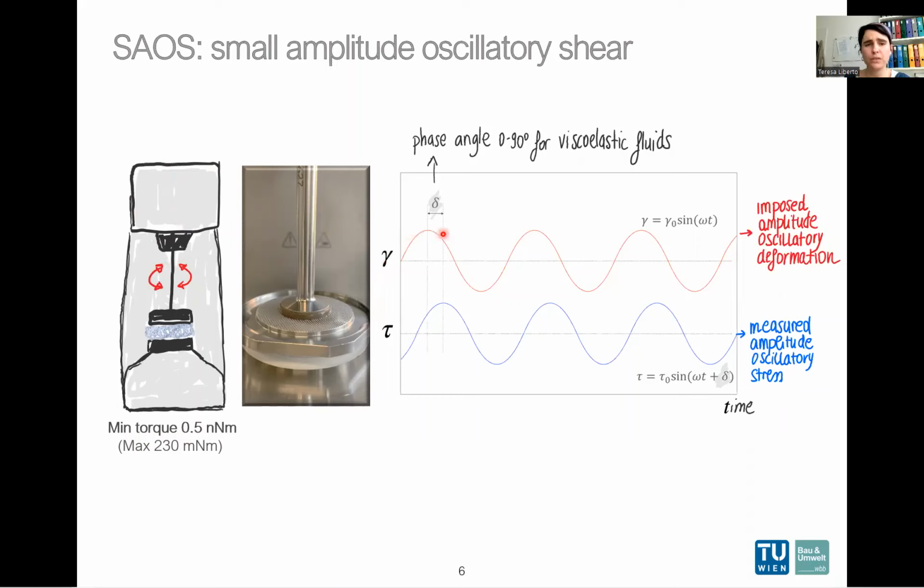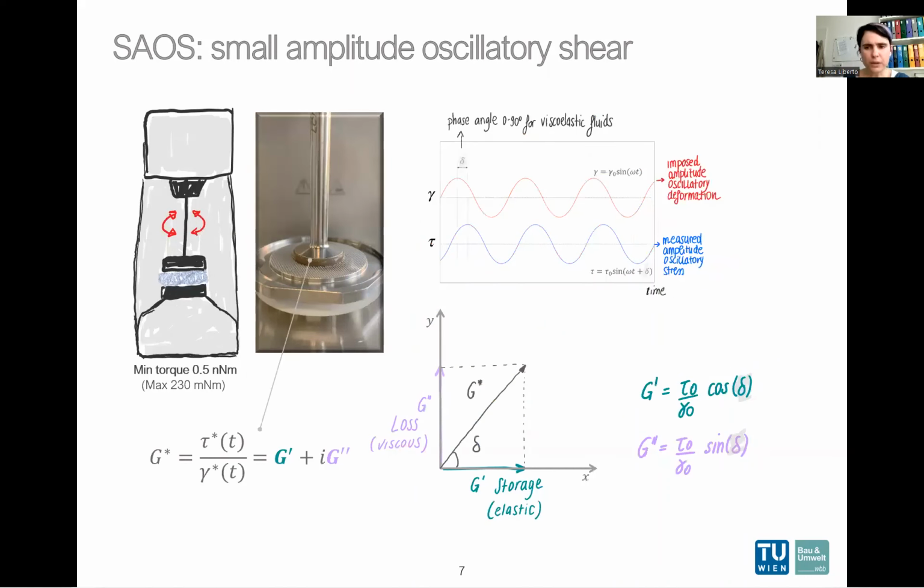This because we want to impose a very small amplitude oscillatory deformation, and we want to measure an amplitude oscillatory stress. We can also do the contrary, the opposite. And we expect a phase angle between 0 and 90 degrees because we are testing a viscoelastic fluid. Here you can see the geometry that we normally use for SAOS is a plate-plate geometry with accelerated upper and lower plate to assure the grip and avoid wall slip in between plate and paste.